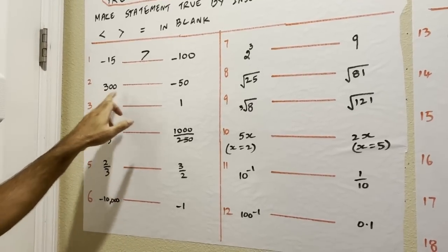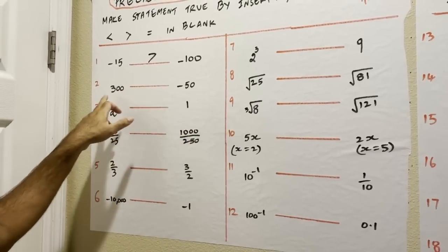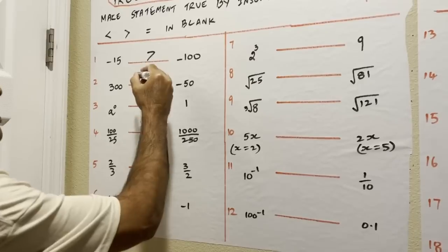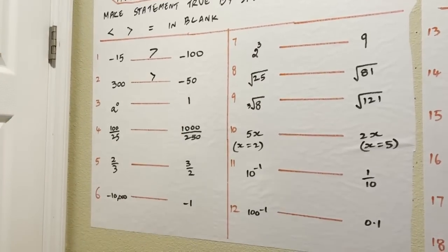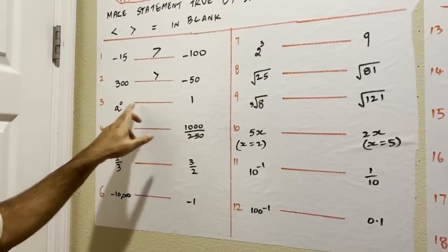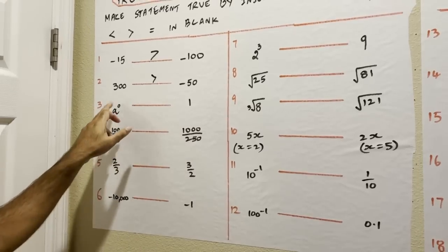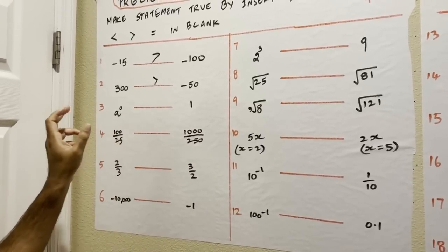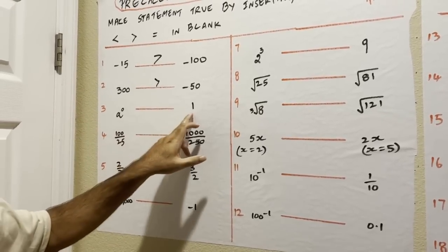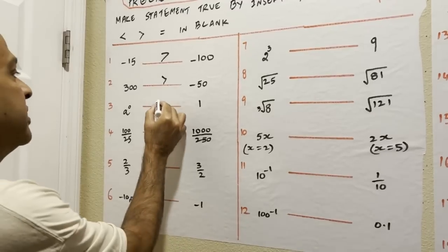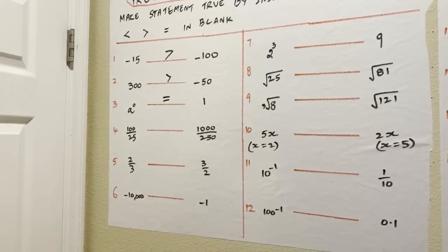Second one, 300, negative 50. Obviously this is positive, so 300 is greater. A to the power 0, here it's 1. Anything to the power 0 is 1. Here it's 1. So the relationship is equal.